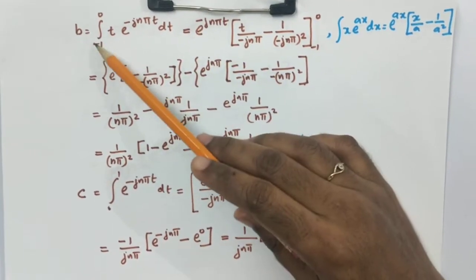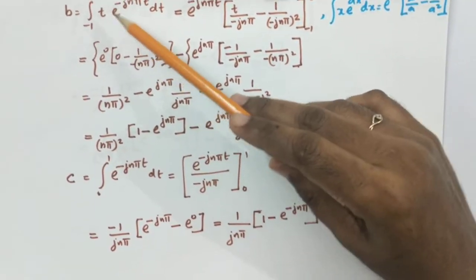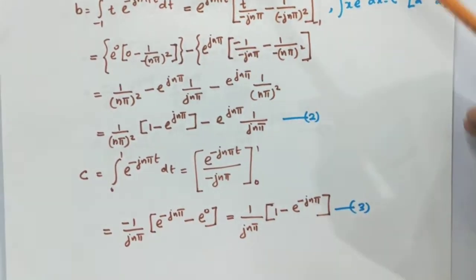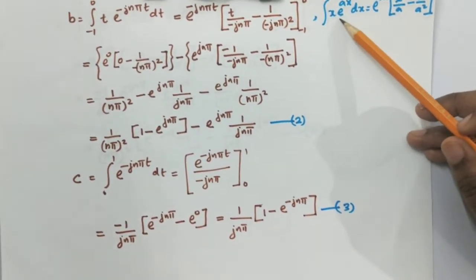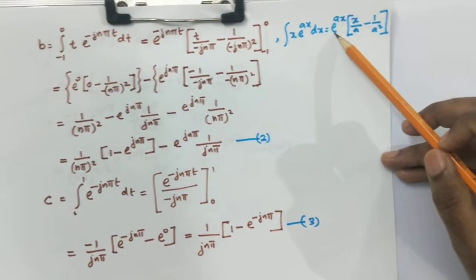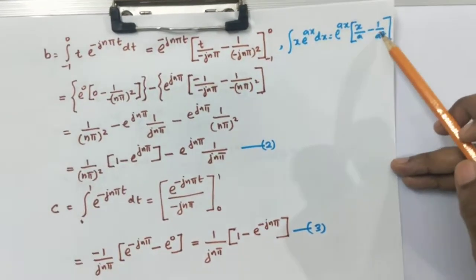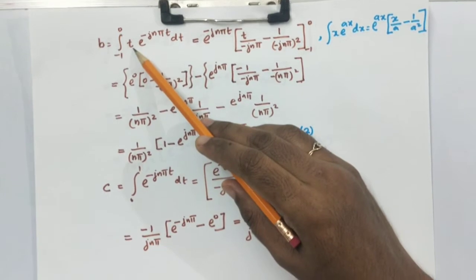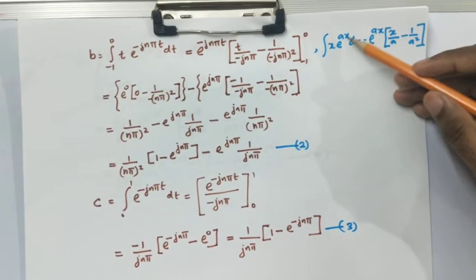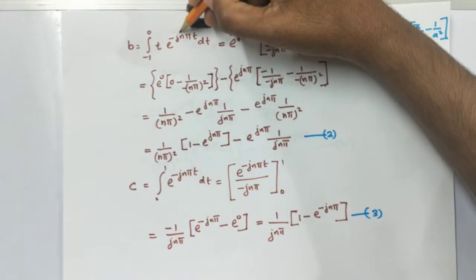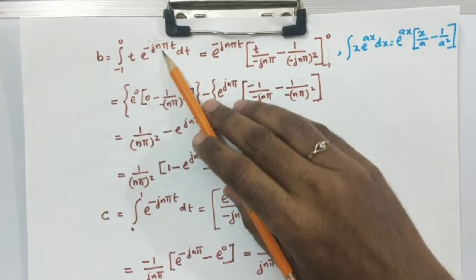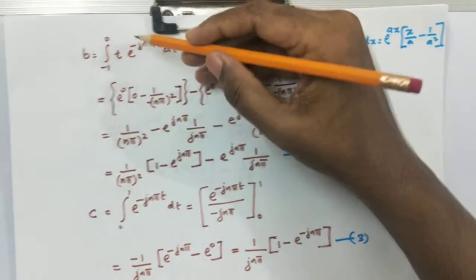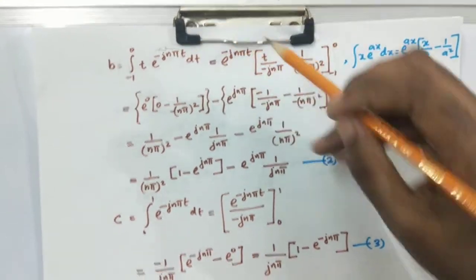Now the second term B equal to integral -1 to 0 t e raised to minus jn pi t dt. And you may be remembering the relation integral x e raised to ax dx equal to e raised to ax into x by a minus 1 by a square. So what is x here? That is x equal to t. And what is a? A is minus jn pi. So x is t and a is minus jn pi.